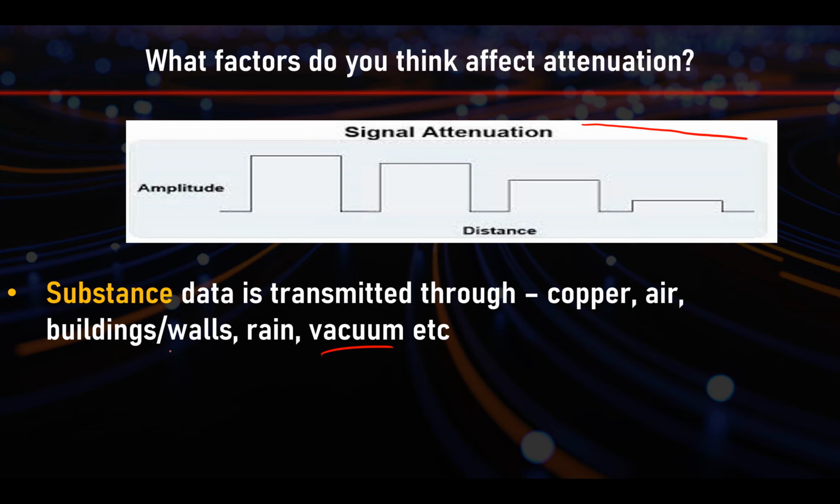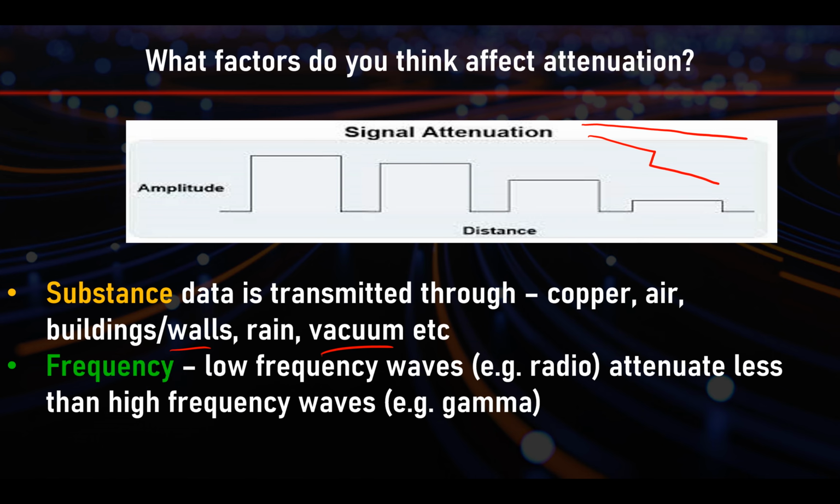Whereas if it's a wall, as it's going through the air it's probably going to be okay, but when it hits the wall, we're just going to get a sharp drop. Likewise for rain, going through clouds. That's why on a cloudy day, maybe you're going to get worse signal from the satellites.